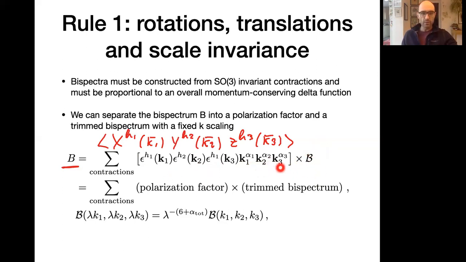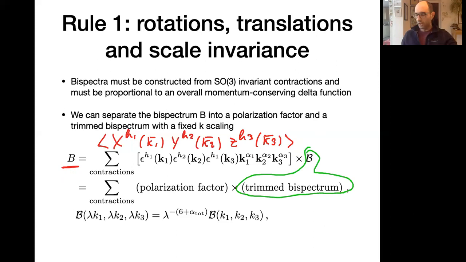So I'm going to give names to this. The first thing I'm going to call the polarization factor, and the second one I'm going to call the trimmed bispectrum. So this is the full bispectrum and this is the trimmed bispectrum. It's trimmed because we cut out the polarization factor.